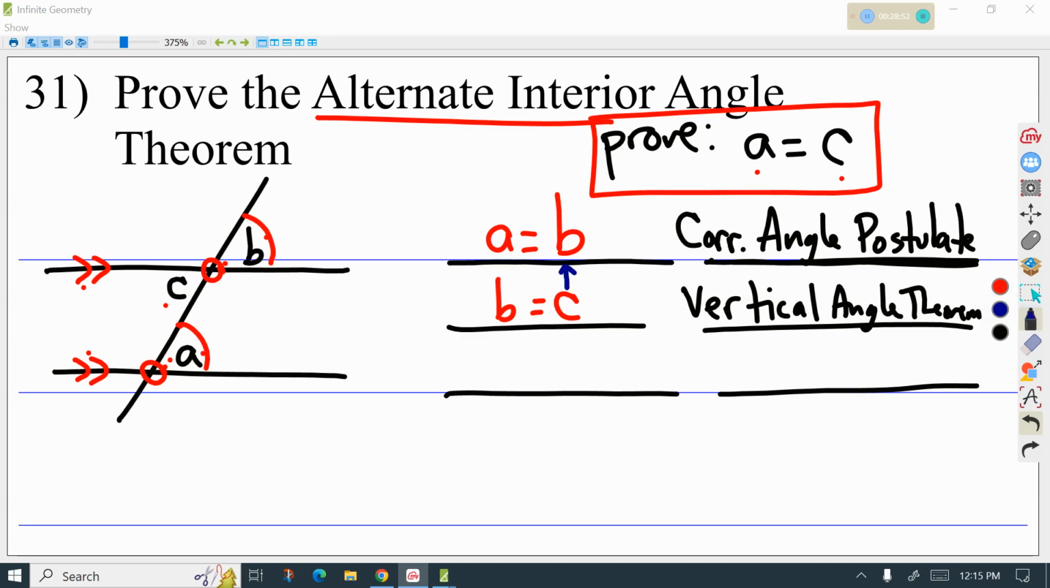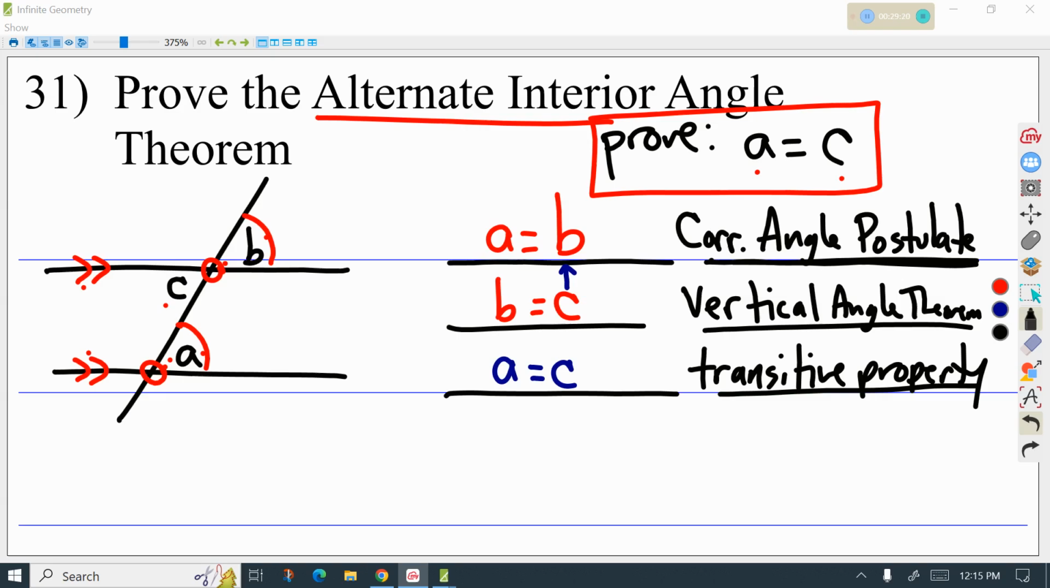So that means I can substitute in C for B. And if I do that, we've stated what it is we're trying to prove. So we can call this substitution, or we can call it the transitive property, which I'm going to call it that. You could also call it substitution property, and that would be fine technically. We'll take that. Like, it's acceptable. So here we go. This proof is now complete.